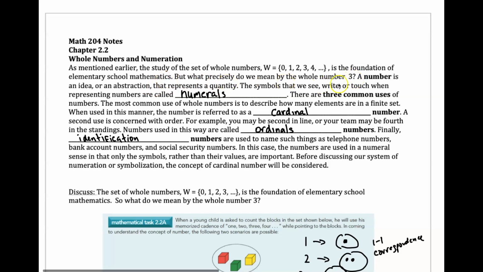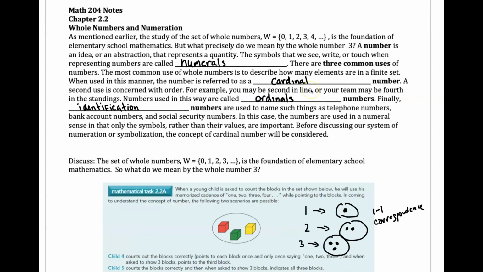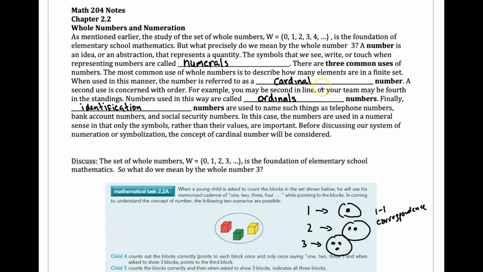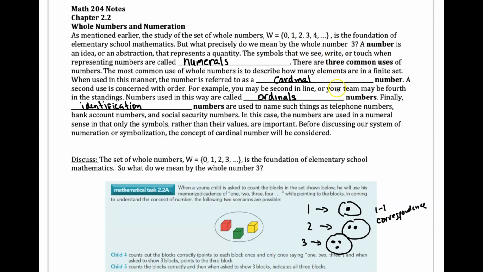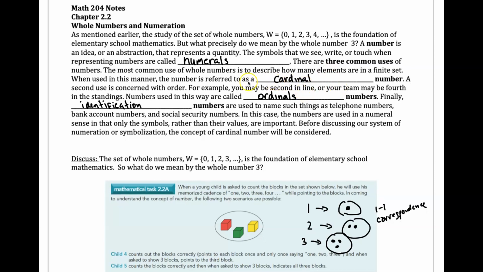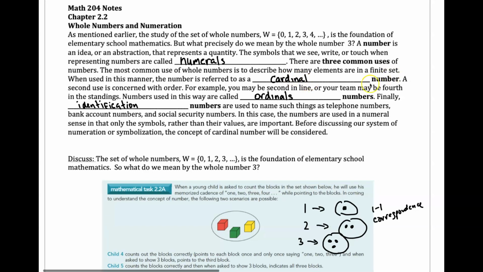But what do we mean by a whole number 3? A number is an idea or an abstraction, right? It represents some quantity, and the symbols we use to represent numbers, or those ideas of numbers, are what we call numerals, right? And so we use these numbers, especially whole numbers, right? There are 3 common uses for those numbers. They are what we call cardinal numbers when we're referring to quantity, how many elements in a finite set.